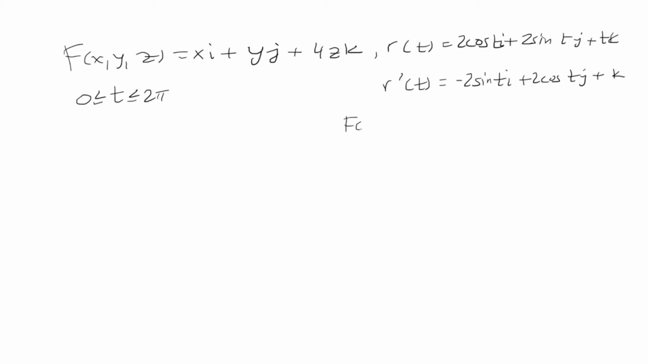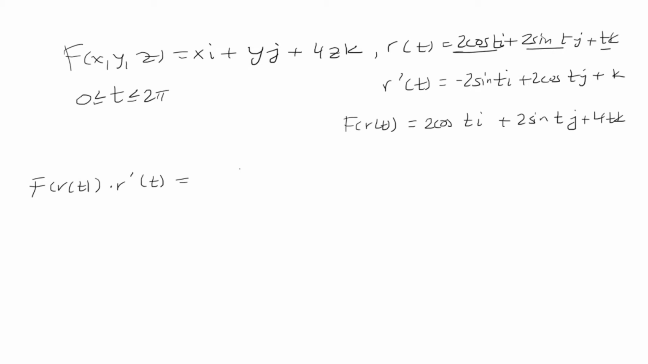And then let's find f of r of t. So for this one, we're going to be replacing x, y, and z with x of t, y of t, and z of t. So x was 2 cosine t, y is 2 sine t, and then we have 4z, z is just t. So we have 4t k. And now what we have to do is a dot product of this thing. So we're going to multiply and then add.